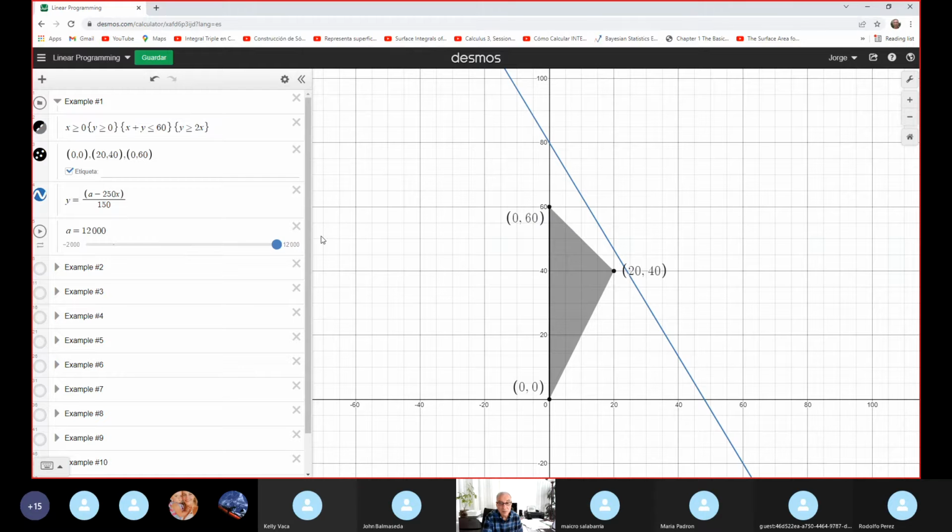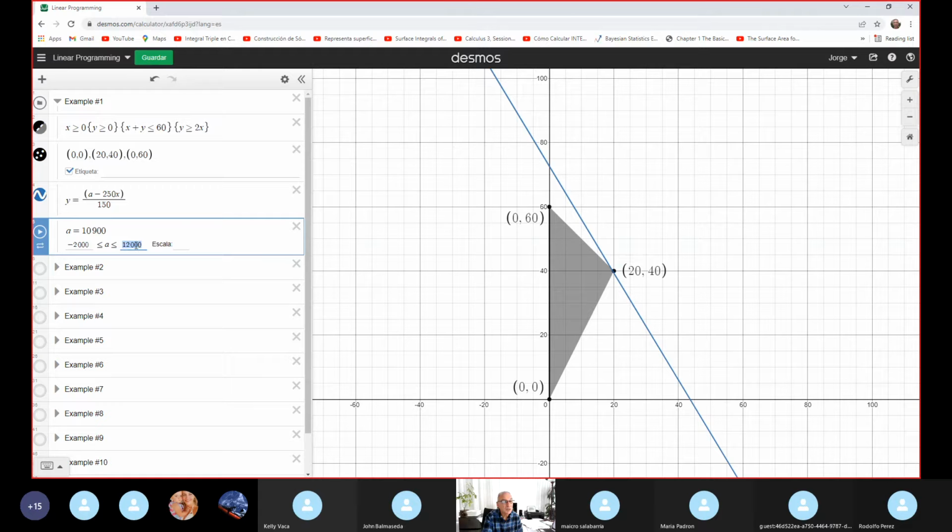Look. I change the line. Actually, I put 12,000 here. But I can change it. Click here, and not 12,000, but 40,000. I don't know if it's dollars, I don't know. So you change this C value, look. This is completely outside the feasible region. This is completely inside the feasible region. However, what is the maximum value? The maximum value is the value at which the line touches this corner.